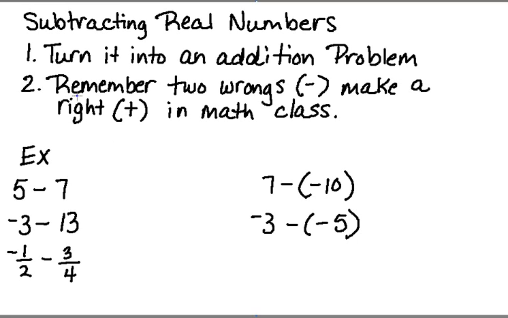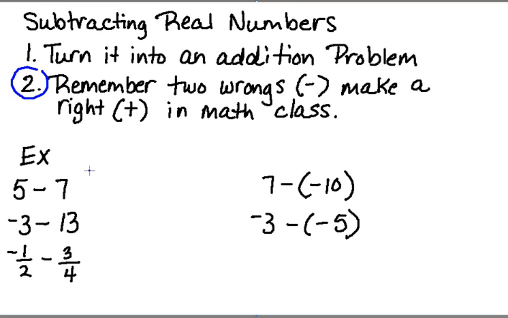My first advice is to turn it into an addition problem, and then your rules of addition apply. If you want to know the rules of addition, please watch that video. The other thing you need to remember is our little saying from math class: two wrongs make a right. In other words, if you have two negative signs right next to each other, they turn into a positive sign.